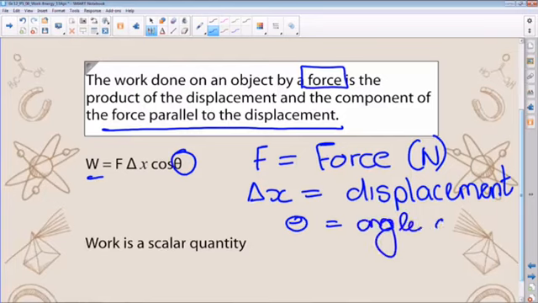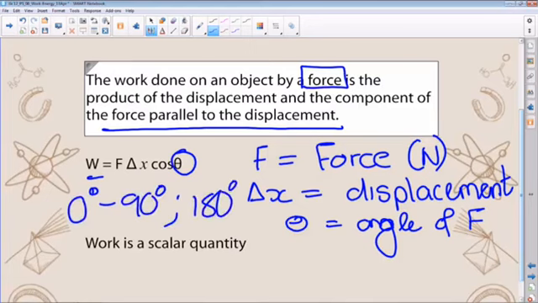Now, be careful here, because theta is going to be a value from 0 to 90, or it's going to be 180, okay? We're not going to work with thetas of 120 and that sort of thing. It's going to be between 0 and 90 and 180. I'm going to talk about what those mean in a second.